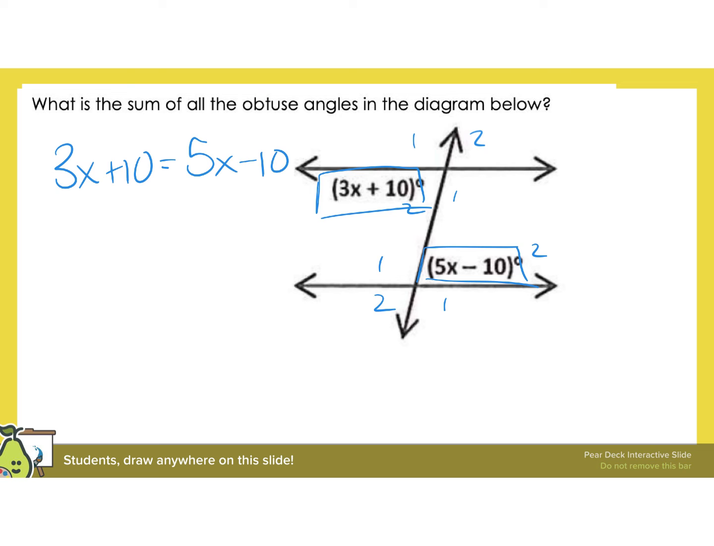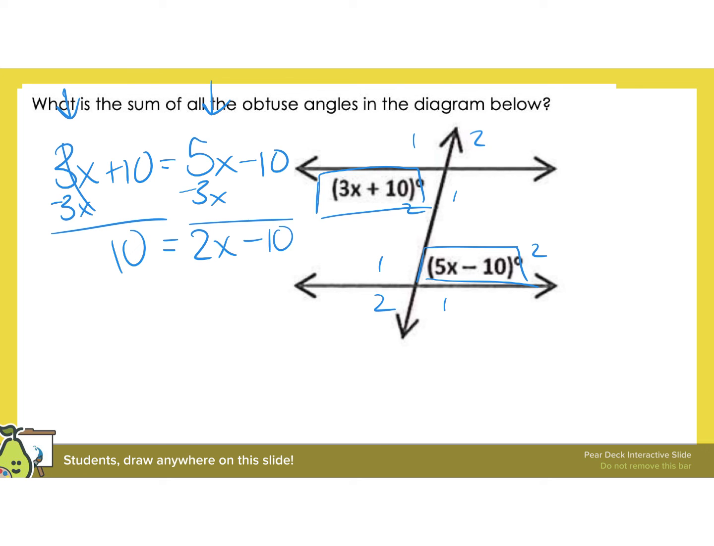And hopefully you're saying it on your own now. I have variables in 2 places. I can't have that. I'm going to choose the smaller one and get rid of it. Bring down the 10. Bring down the equals. 5 minus 3 is 2. Don't forget the x. Bring down the minus 10.